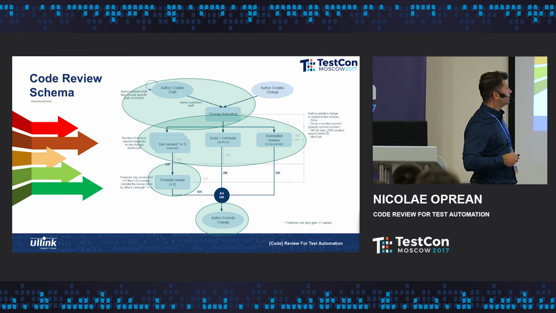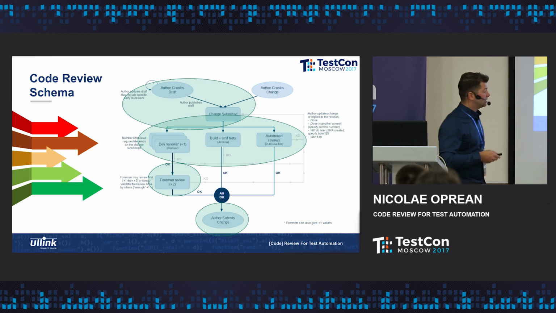As I mentioned, we need at least 3 +1s. If any of these 3 fails, then the whole process has to start all over again, and the author has to do another submit. When the code is approved, so +2 is given, only at that point does the author submit the change.